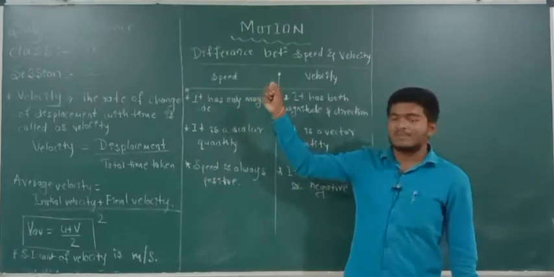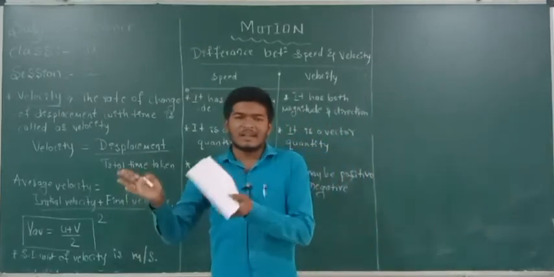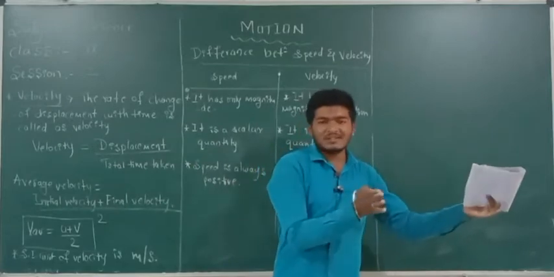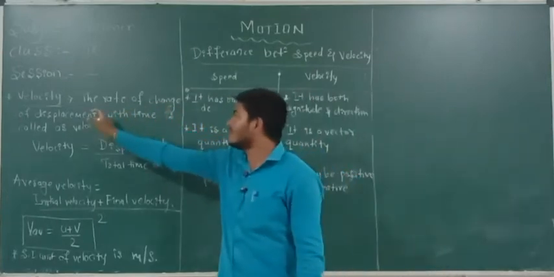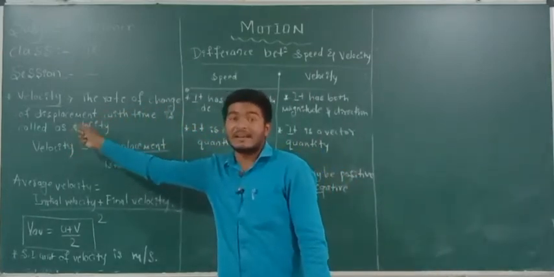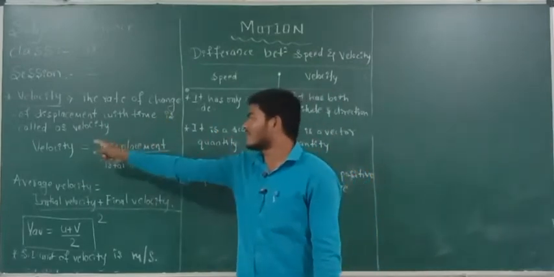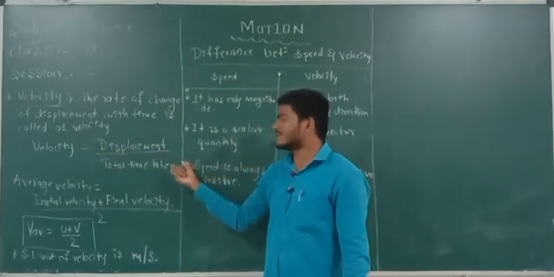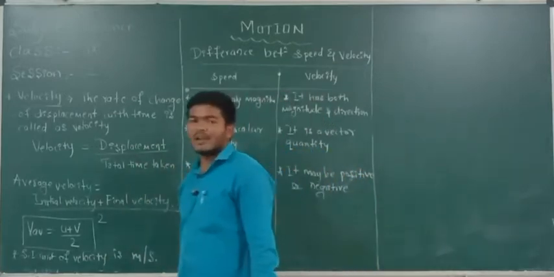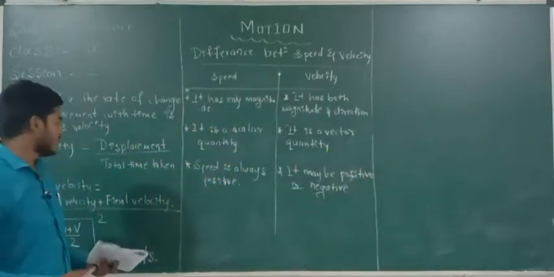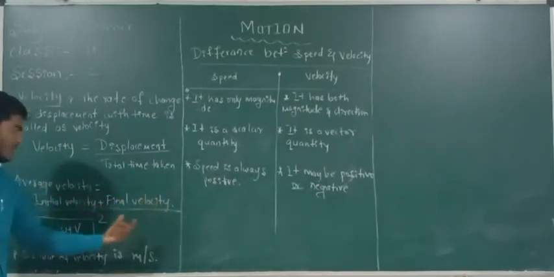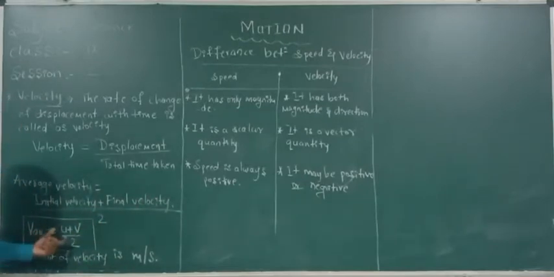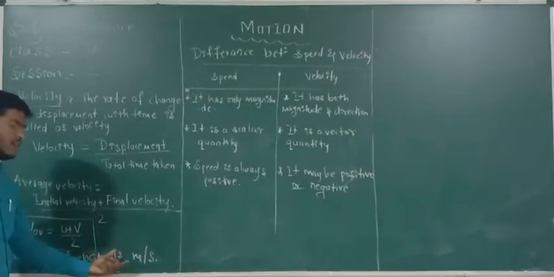What is speed? It is the distance covered by an object in a unit time. What is velocity? The rate of change of displacement with time is called velocity. Velocity is equal to displacement divided by time. We also calculate velocity in terms of average velocity. Average velocity is equal to initial velocity plus final velocity divided by 2. That is, V average is equal to U plus V divided by 2. The SI unit of velocity is meter per second.